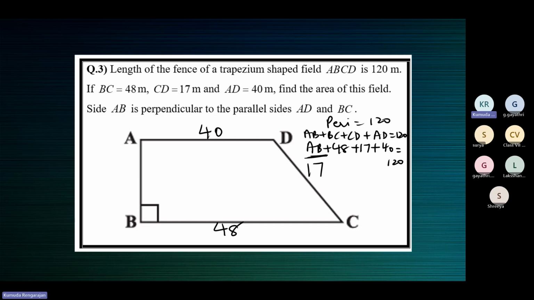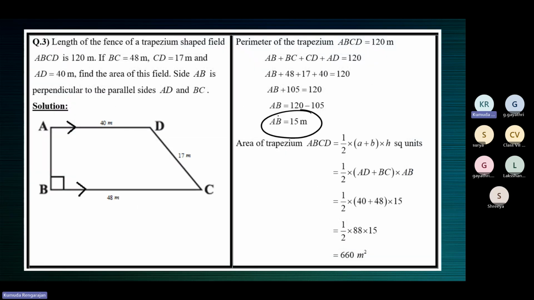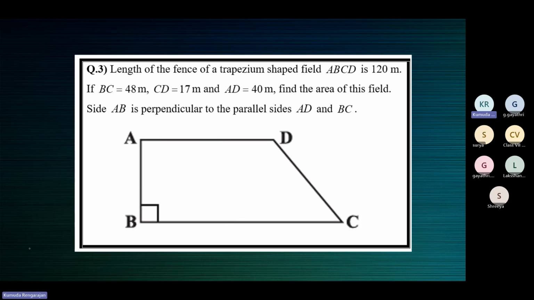Now how will you find the area of the trapezium? You found AB using this. To find the area of the trapezium, the formula is half into the sum of the parallel sides. The parallel sides are AD and BC. AD is 40 and BC is 48. Sum of the parallel sides into the distance between them. This AB is the distance between them because it's perpendicular to the parallel sides. And how much is this? We just found it, so you will find 15. Like this, we'll find the area of the trapezium.